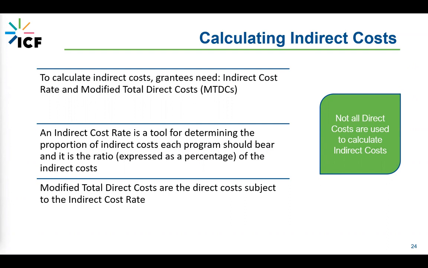To calculate indirect costs, grantees need two items: an indirect cost rate, and then the modified total direct costs. An indirect cost rate is a tool for determining the proportion of indirect costs each program should bear, and it is the ratio expressed as a percentage of indirect costs. Modified total direct costs are the direct costs subject to the indirect cost rate, which we'll be discussing in just a moment.